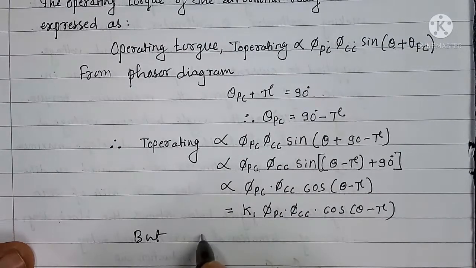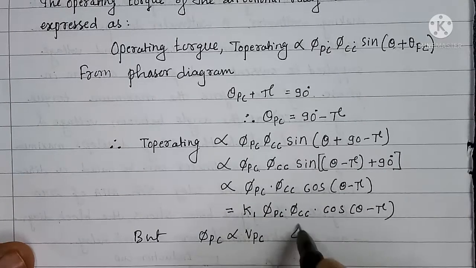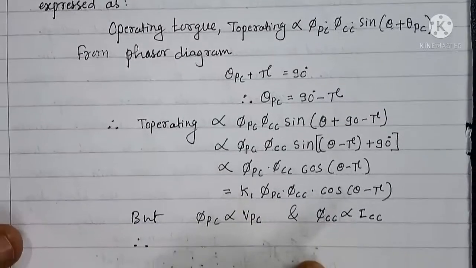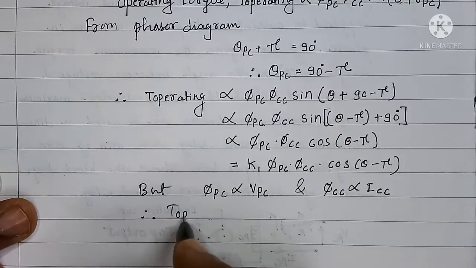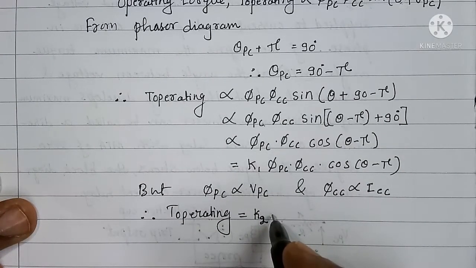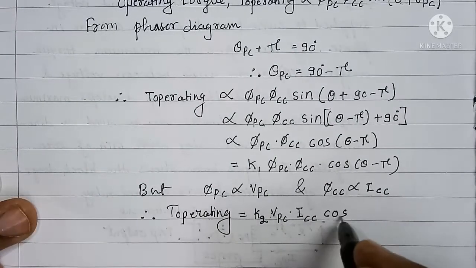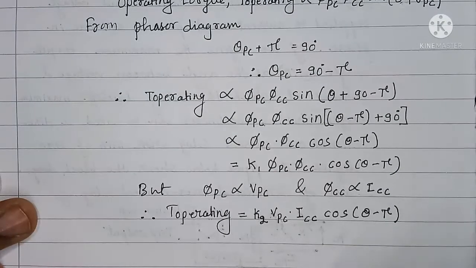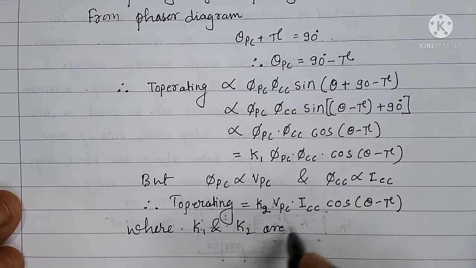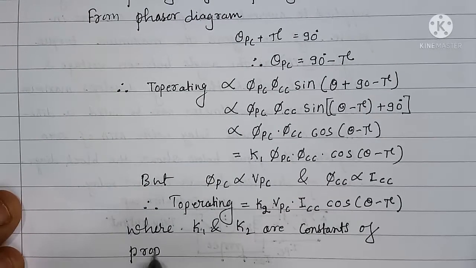But phi PC is proportional to VPC and phi CC is proportional to ICC. Therefore T operating will be equal to K2 into VPC into ICC into cos of theta minus tau, where K1 and K2 are constants of proportionality.